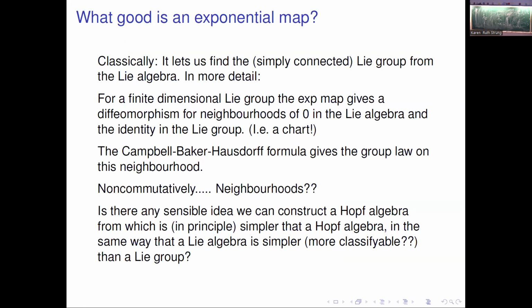Now, well, what's an exponential map for? Well, classically, the theory of Lie algebra says, you know the Lie algebra, then you know the Lie group. Okay, add in simply connected, you know the simply connected Lie group. Basically, you can calculate everything. Now, unfortunately, this does not seem to work for Hopf algebras. You can do a lot of it.